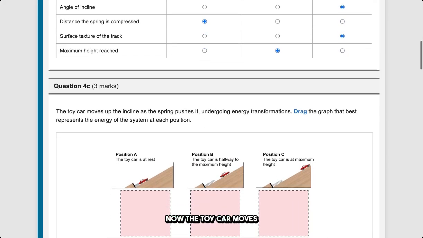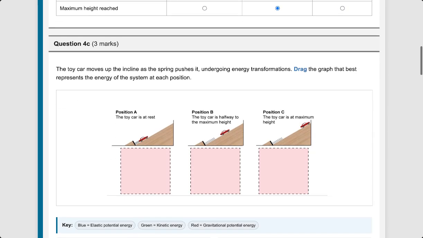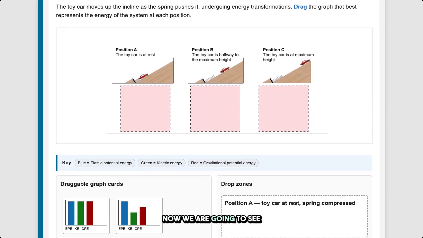Now the toy car moves up the inclined surface, as you can see. The spring pushes it and it undergoes energy transformation. Drag the best graph to represent the energy in the system at each position. Now we are going to look at it in terms of energy.